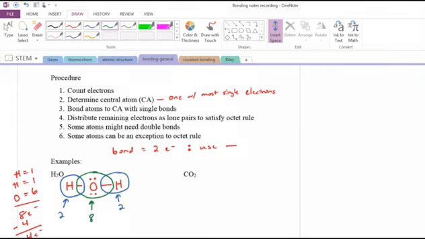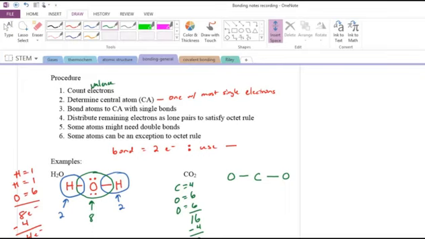Now, carbon dioxide. Let's do our electron count. Carbon brings 4, so we're only counting valence electrons. Oxygen brings not 8, because we only count valence electrons. Oxygen brings 6. Another oxygen brings another 6. We've got 16. Carbon in the middle. Oxygen's on the side. Bond to central atom with single bonds. So we've used 4. We have 12 electrons left.